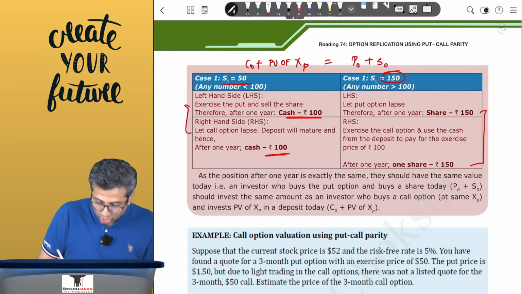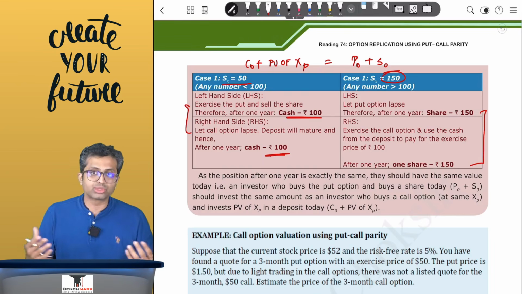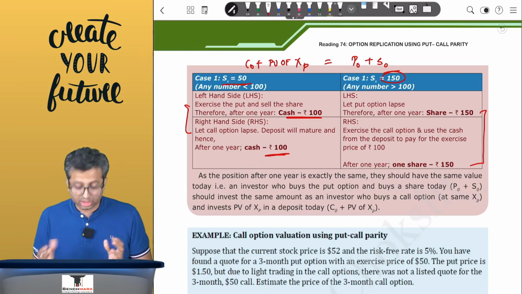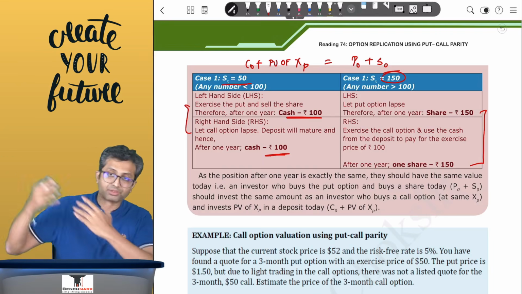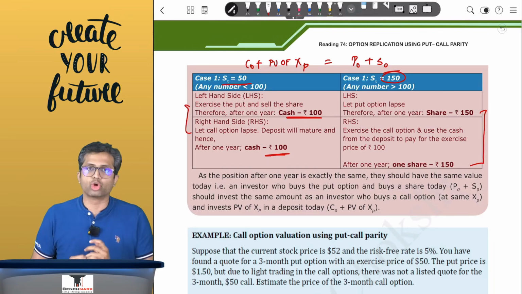plus S0. So these values will be the same, and as a result, if the position after 1 year is the same, then the position today also should be the same. So this equation is called the call put parity theory.